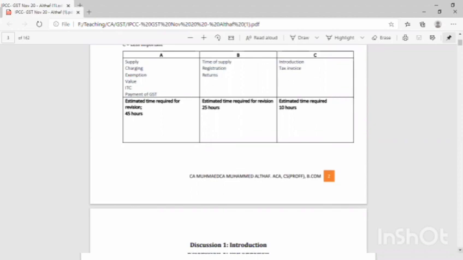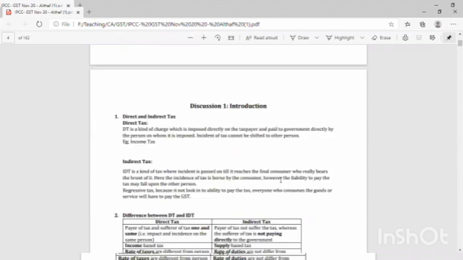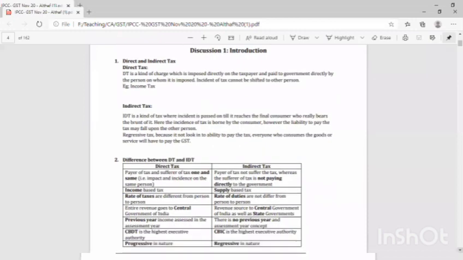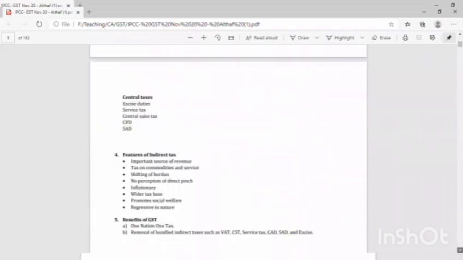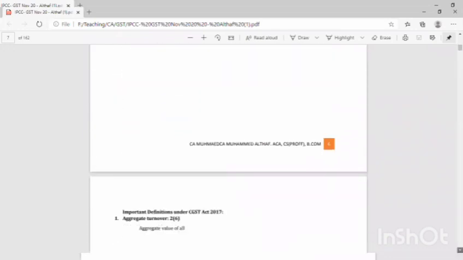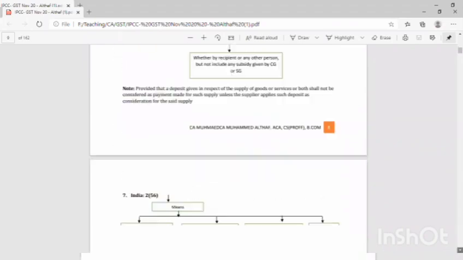In discussion one, the introduction part, there is no amendment. This is not at all important for examination. Why? Because 5 to 6 attempts have already been done after the introduction of GST, so there is a very rare chance of a question being asked from this area. So I'm not going to discuss anything from this first chapter, because there is no amendment and nothing important to study in this chapter.